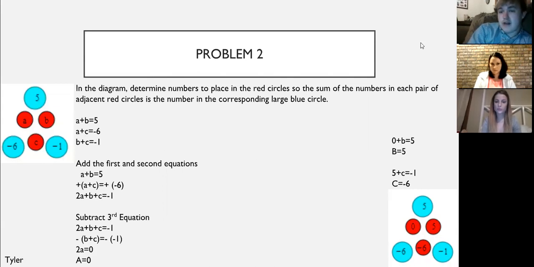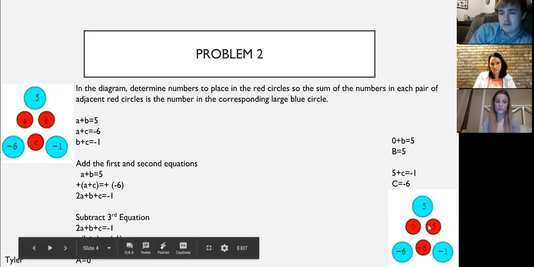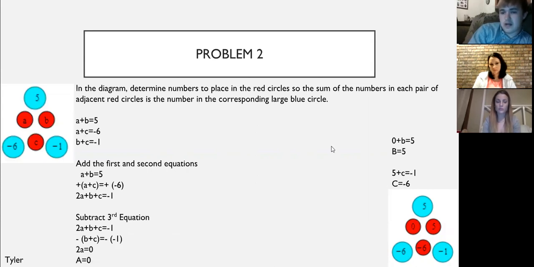And once we find a, we can then plug the 0 into the equations that we already had. So 0 plus b equals 5. That means b equals 5. And now that we found b, we can plug b into this, and we determine that c is -6. And when we check our equation, 0 plus 5 equals 5. 5 plus -6 is -1. 0 plus -6 is -6. And we have a successful equation or diagram.